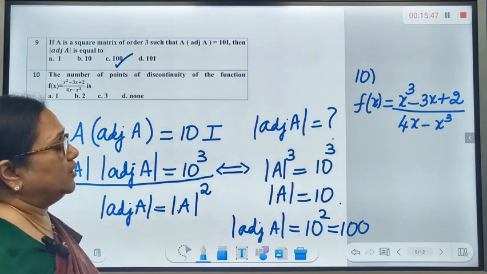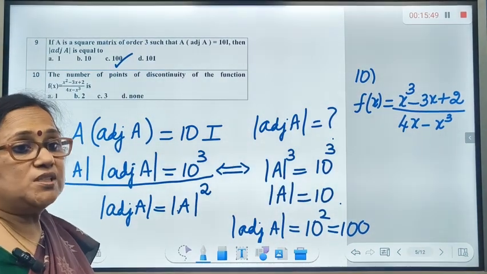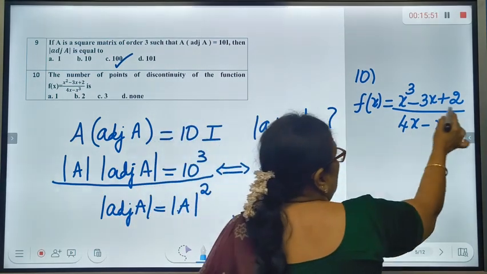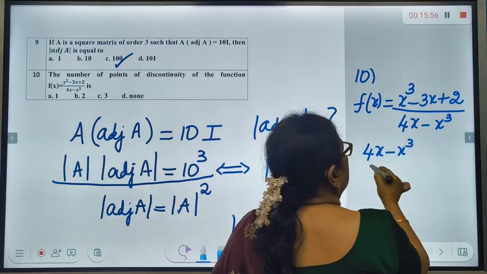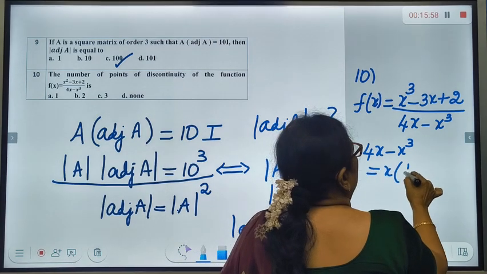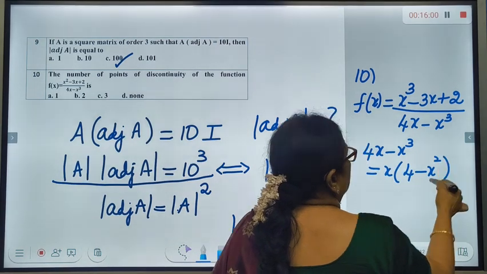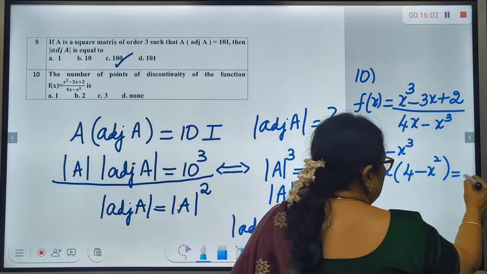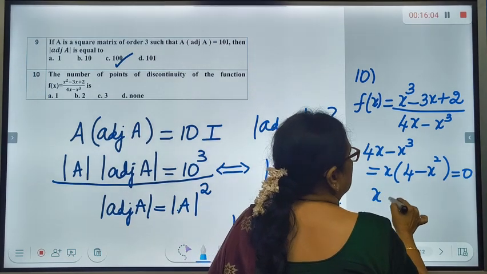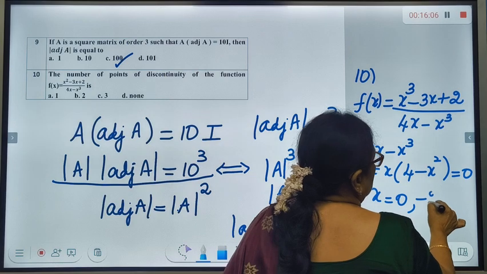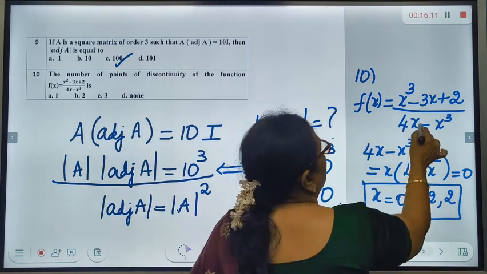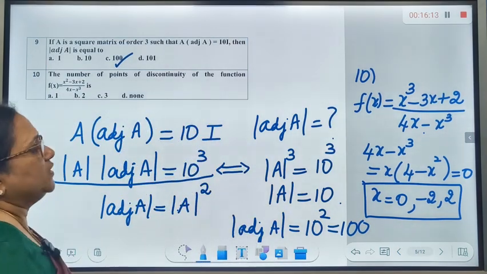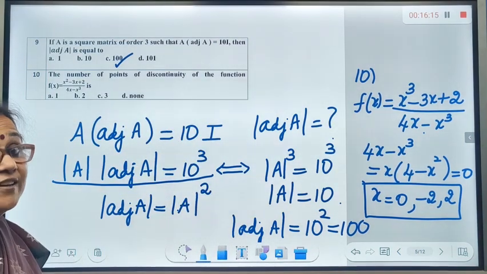At what points is f(x) not defined? What will happen if the denominator is 0? 4x minus x cube can be written as x into (4 minus x square). If I equate it to 0, then I will get x is 0, minus 2, plus 2. So for all these three values, the denominator is not defined, so at those points the denominator vanishes.